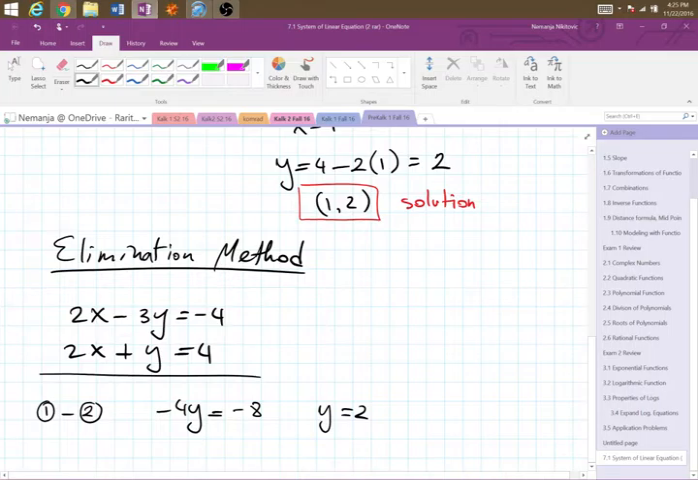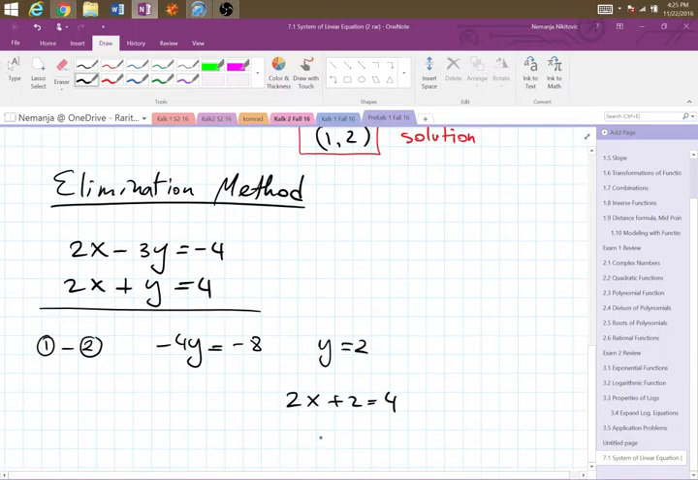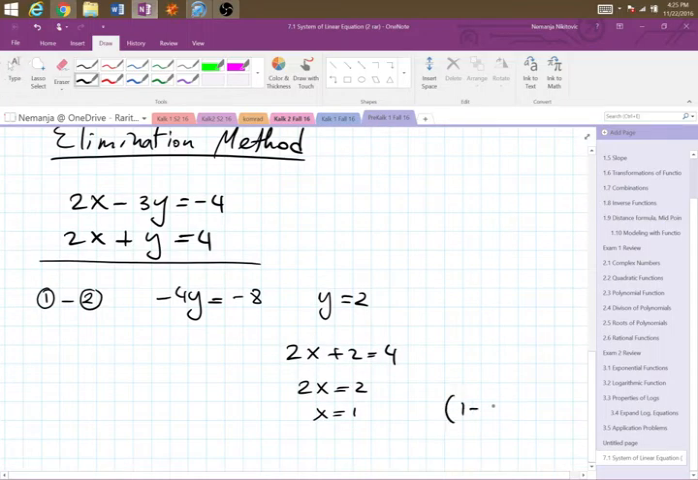So if you subtract these two equations, you will get this immediately. And now plug this into any equation and calculate x. Let's use the second equation. So now 2x plus 2 is equal to 4. 2x is equal to 2. x is equal to 1. And here it is, the solution we know from before: 1, 2.